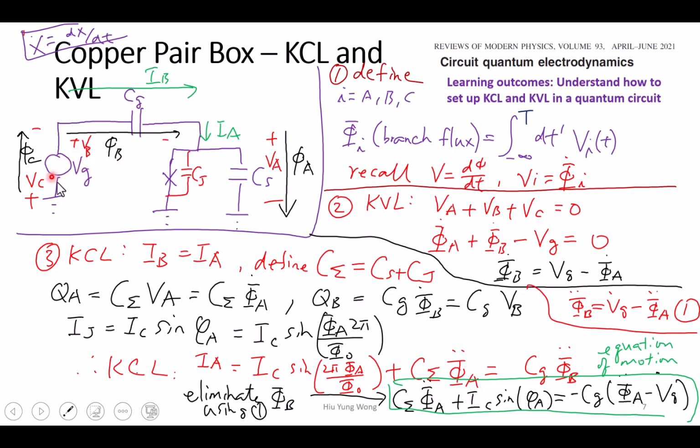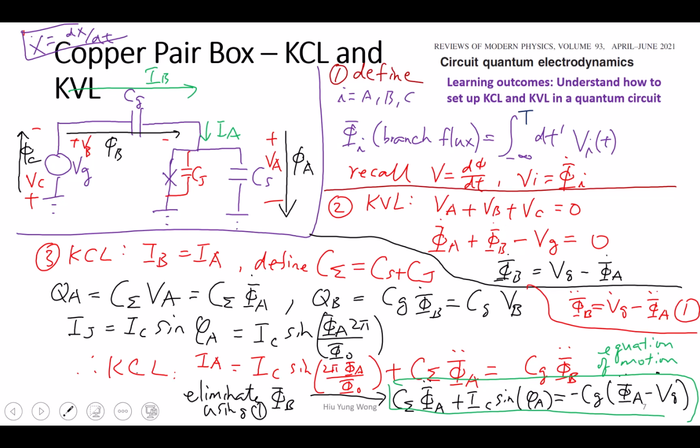The first thing is that we try to go through the KCL. But before that, we had the definition, right? We just say that for each branch we can have a flux across it. So here it indicates the direction of flux from plus to minus, plus to minus, plus to minus, and flux C, flux B, and flux A. And this flux is the integration of the voltage across it, just because of the definition of flux, which is V equal to d phi dt.